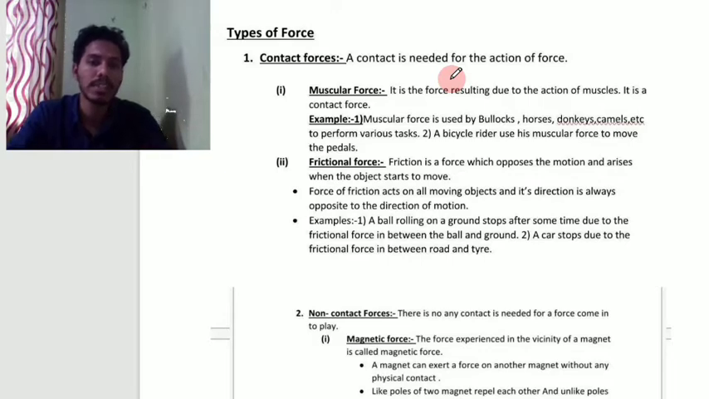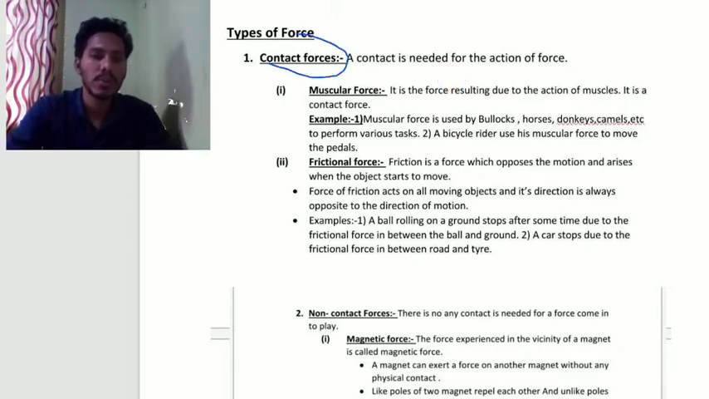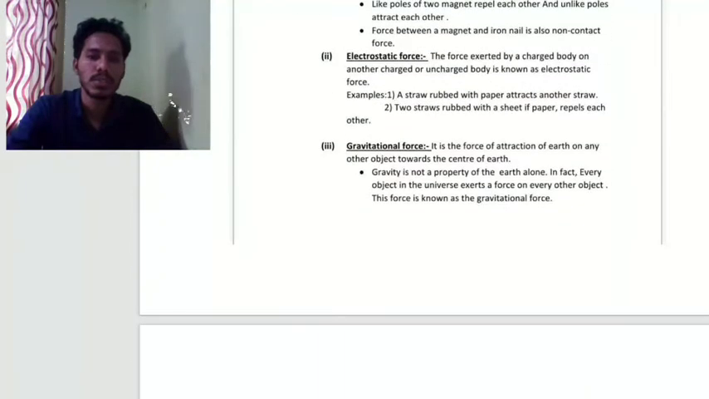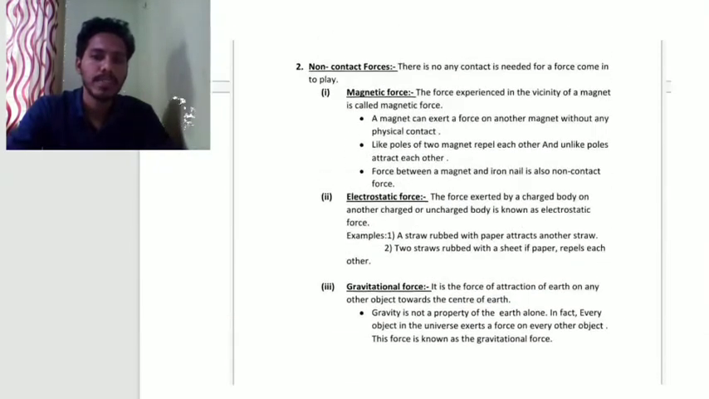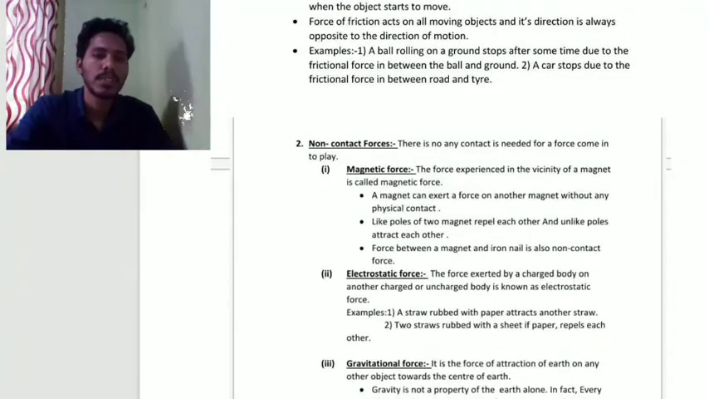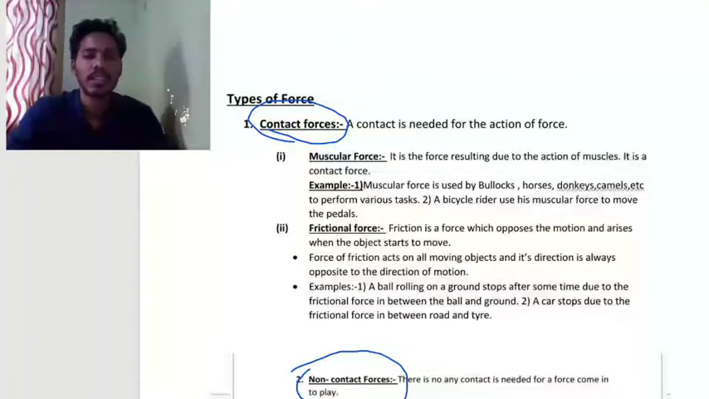We can classify forces into mainly two branches: the first one is contact force and the second one is non-contact force. These are given here. First one is contact force and second classification is non-contact force. Okay, let us classify this.